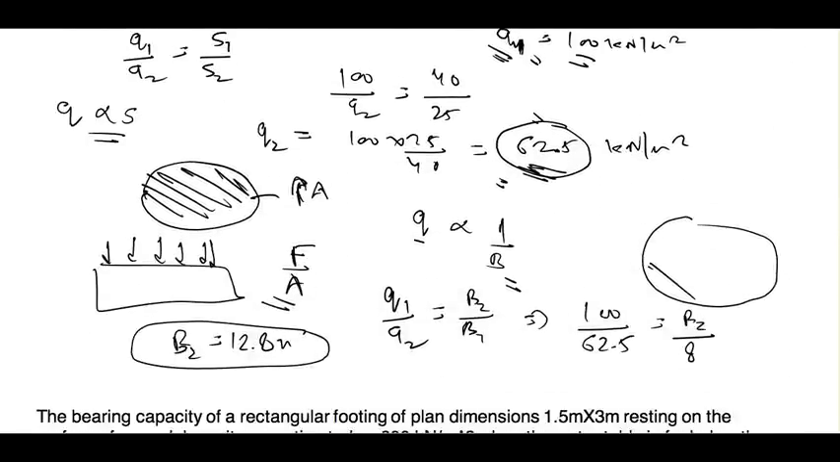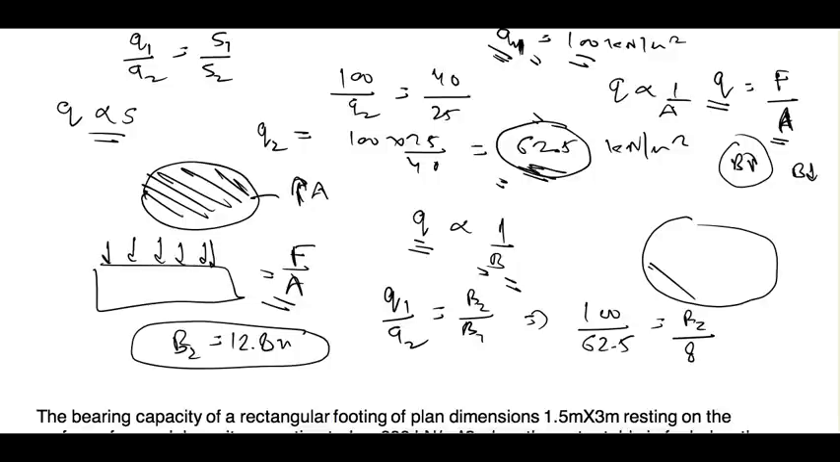So you can simply relate it with this relation, that is pressure Q is equal to load, if I say F is the load, divided by area. So if allowable pressure is more, then we can take less width, and if allowable pressure is less, then we have to take more width. So that's why I have taken Q inversely proportional to B, or from here we can say that Q is inversely proportional to area.